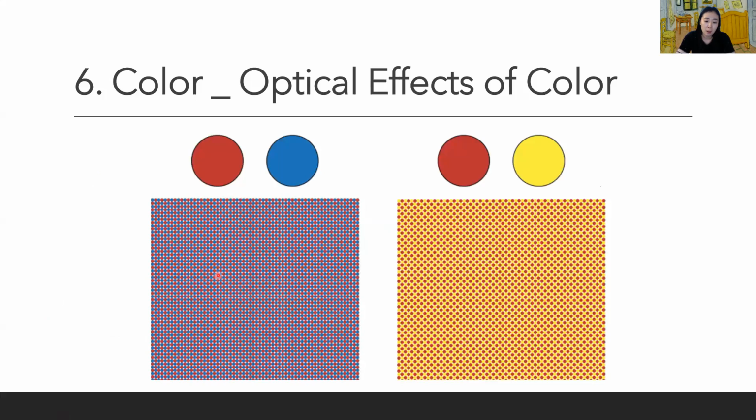So the left box consists of tiny red and blue dots. And the right box has red and yellow dots. So now let's look at these two boxes with your eyes half closed. So can you see? Which color can you see?